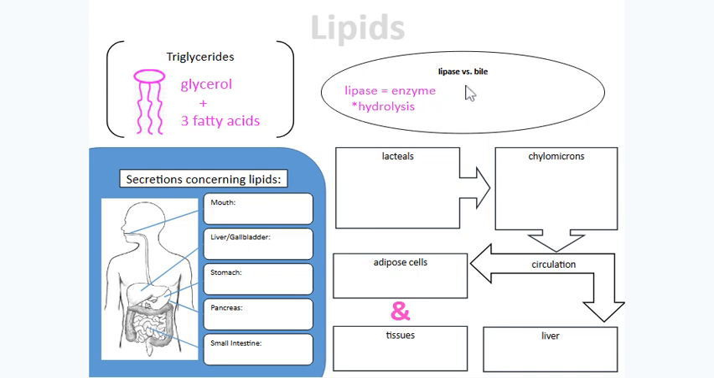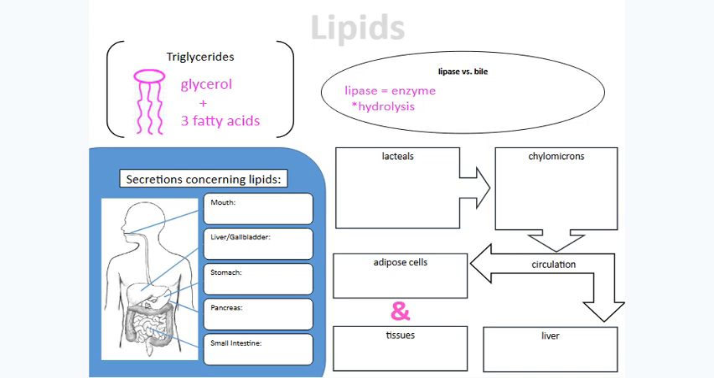What's the difference between lipase and bile? Because they both play a role in the digestion of fats. Well, lipase ends in ASE, so we know it's an enzyme. And we talked about hydrolysis before, breaking down a larger molecule into smaller parts. And we'll see this in fat digestion. Lipases hydrolyze these bonds that hold these fatty acids to this glycerol. So lipases pop these fatty acid tails off this glycerol. So it's a kind of hydrolysis.